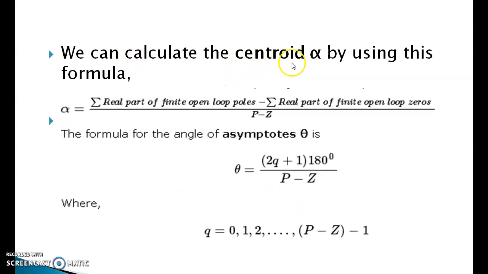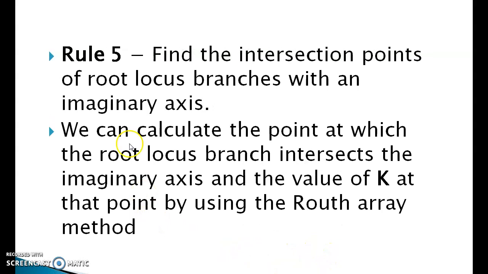We can calculate the centroid alpha by using this formula. Alpha is equal to the summation of real parts of finite open loop poles minus the summation of real parts of finite open loop zeros, divided by P minus Z. The formula for the angle of asymptotes theta is equal to (2q plus 1) into 180 degrees by P minus Z, where q is equal to 0, 1, 2 up to P minus Z minus 1. Rule number 5.